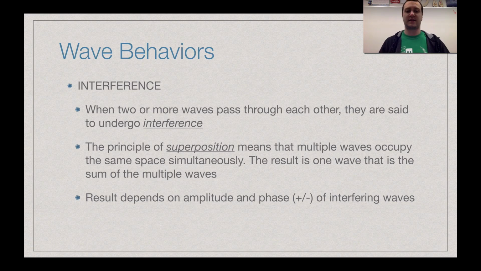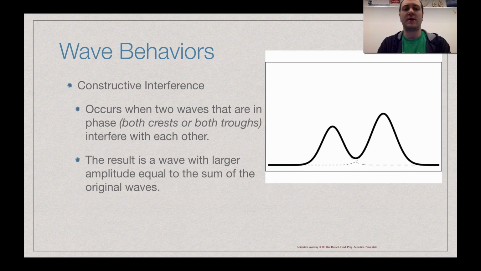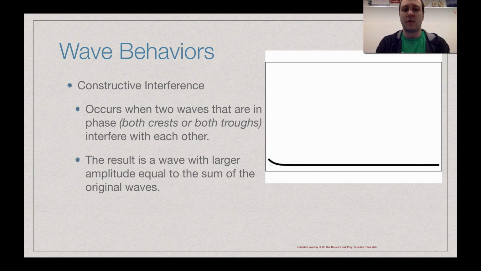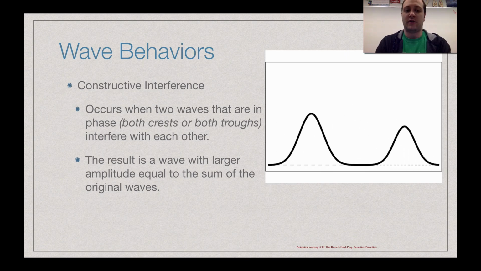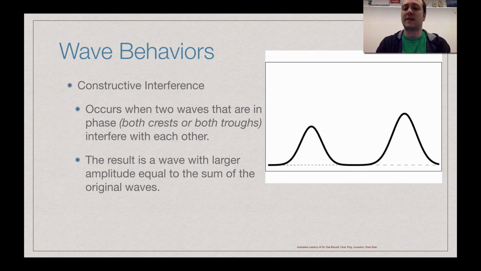What happens then depends on the amplitude and the phase of the interfering waves. The phase could be a crest interfering with a crest, a trough interfering with a trough, or a crest with a trough. As we look at the animation to the right, which shows us constructive interference, we see a wave coming from the left and a wave coming from the right. These two waves collide, and when they get to the same location, we see the two crests amplify each other. So when we get constructive interference, we see the actual amplitudes increase in magnitude.